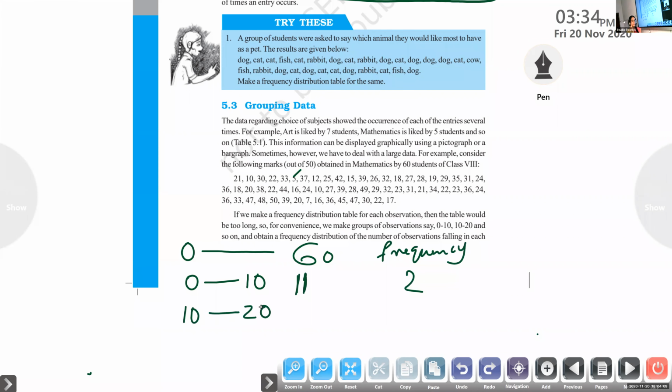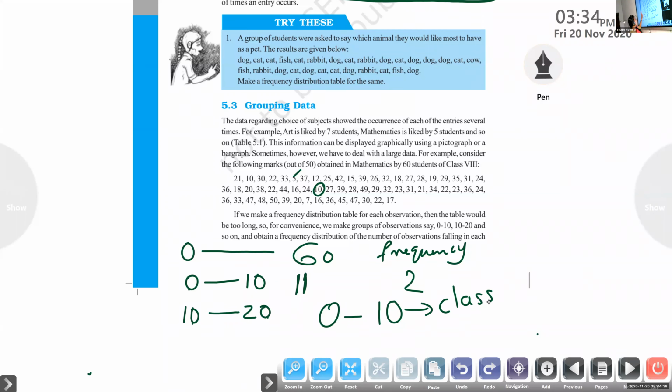After that, we will take the next class as 10 to 20. Classes should be continuous, that is 0 to 10 and 10 to 20. And here, see, we have a 10. And 10 we include where it is a lower limit. Before that, we have the class 0 to 10. This is a class.